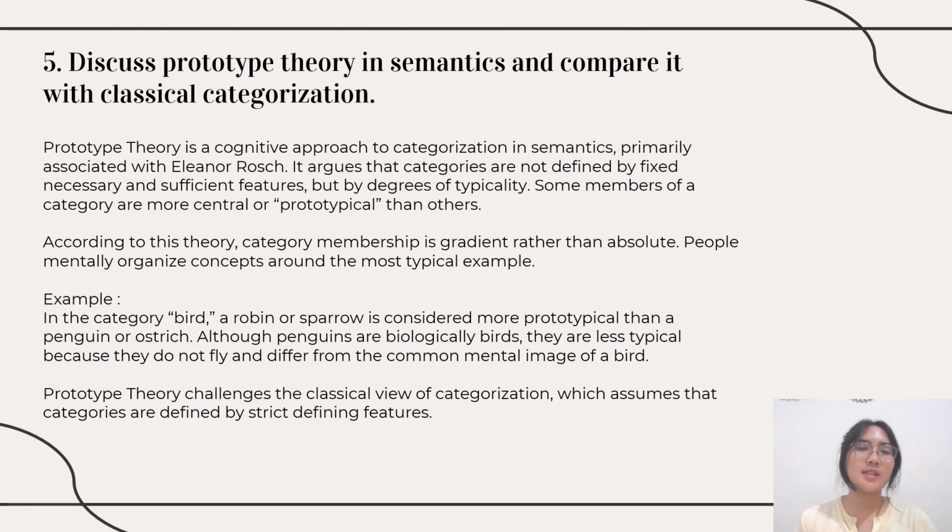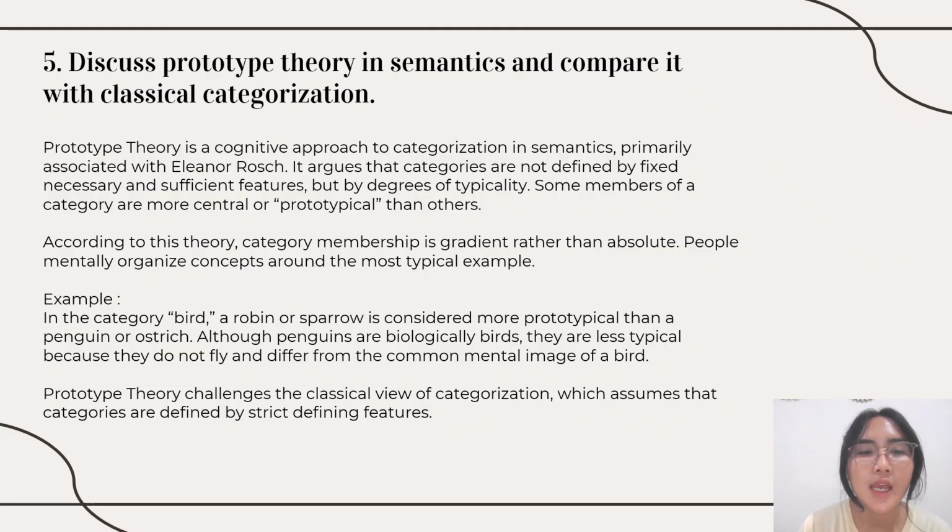Next is number 6: discuss prototype theory in semantics and compare it with classical categorization. Prototype theory is a cognitive approach to categorization in semantics, primarily associated with Eleanor Rosch. It argues that categories are not defined by fixed, necessary, and sufficient features, but by degrees of typicality. Some members of a category are more central or prototypical than others. According to this theory, category membership is gradient rather than absolute.